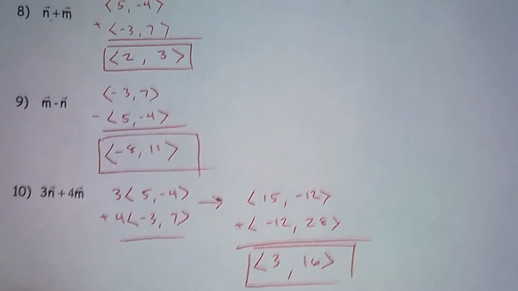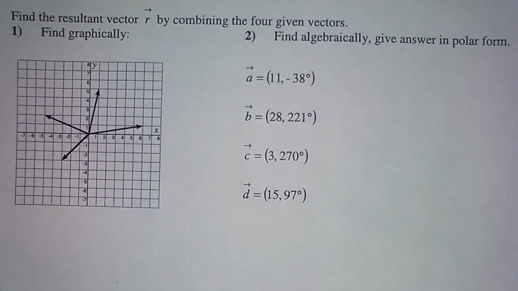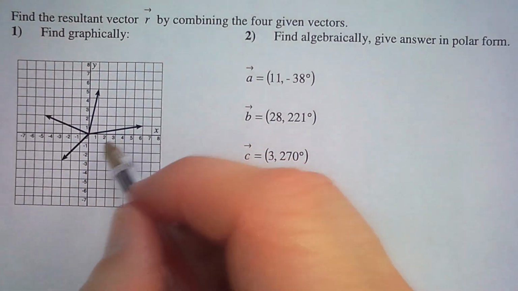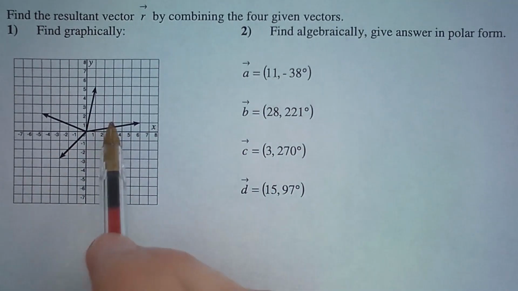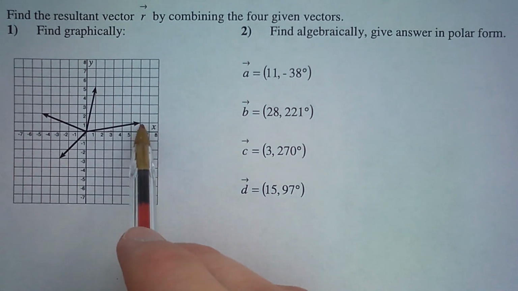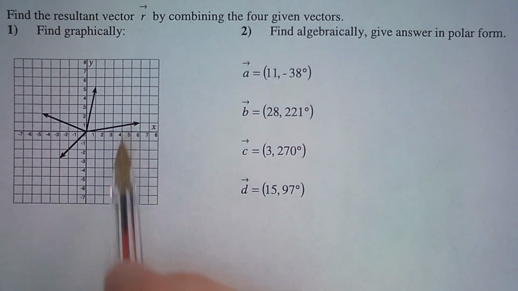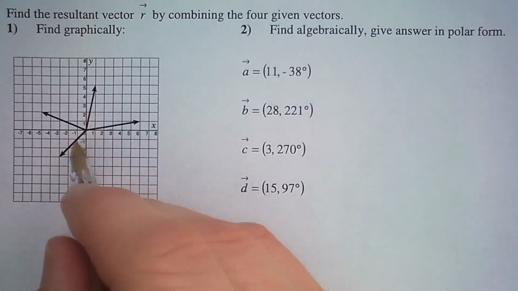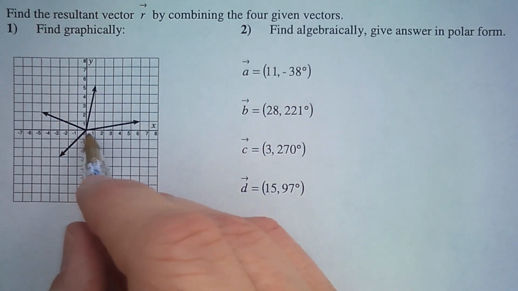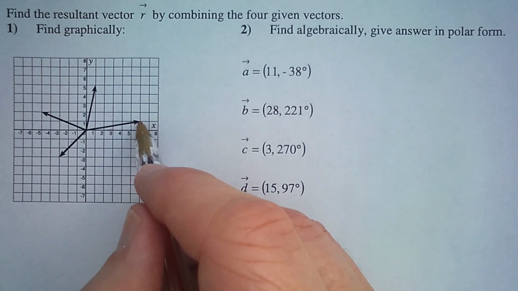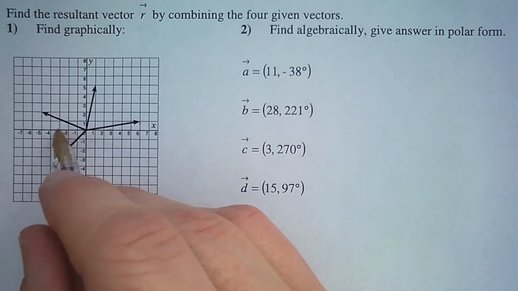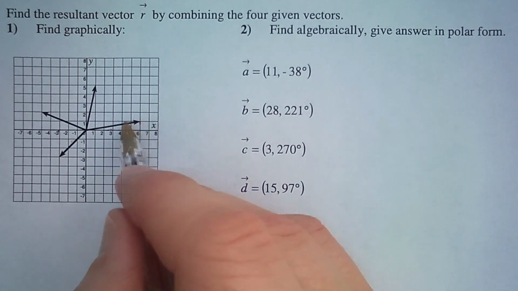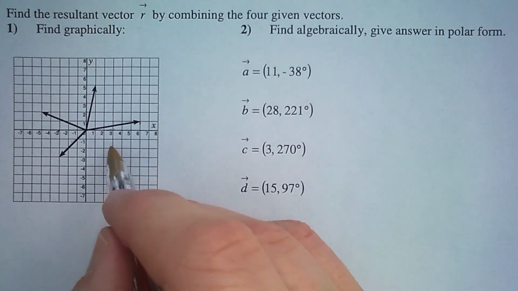Okay, now we've got just a couple more questions here for our review. We are going to find the sum of these graphically. It looks like this is the longest one, and I like to leave the longest one where it is, even though it's not required. And then I'll just move my way around clockwise. So I'll take this one here and slide it over to here. Now this one goes left 3 and down 3. So from here I'll go left 3 and down 3.